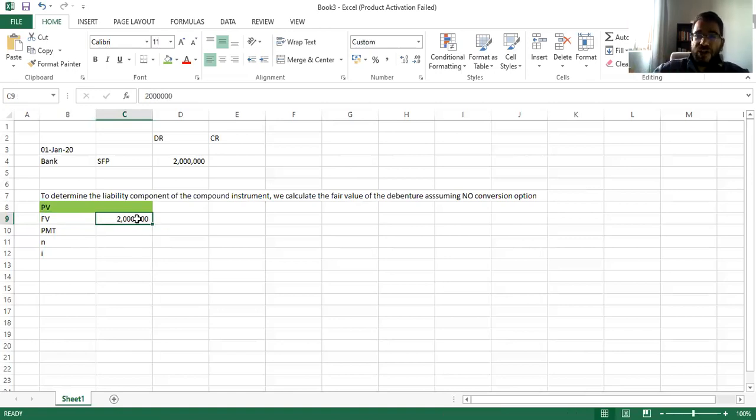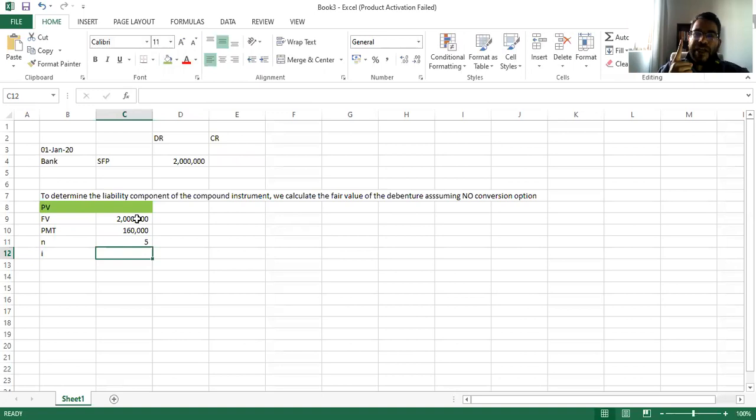You're assuming no conversion. So the lump sum payment at the end of the 5-year period, which is your future value, would be the 2 million, your face value. PMT is your coupon payment, which will be face value times coupon rate: face value 2 million multiplied by the coupon rate of 8%. N is the remaining number of years times number of payments per year. The remaining number of years on 1 January 2020 is 5 years, the full period. The number of payments per year is 1. So therefore it is 5 times 1.